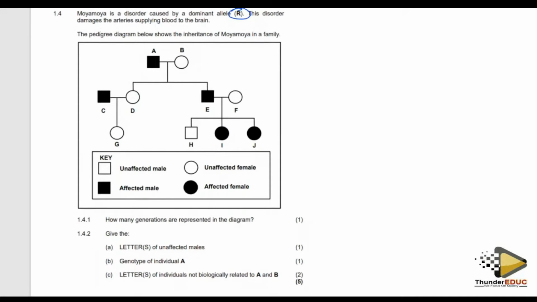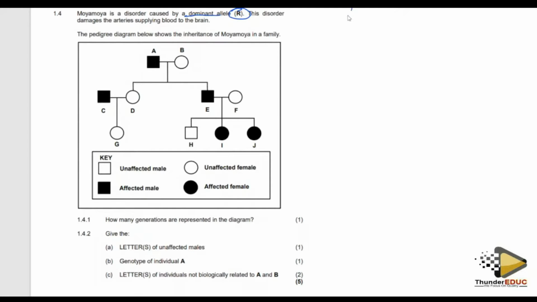This disorder damages the arteries supplying the blood to the brain. Okay. We don't want to know about supplying the blood, we don't want to know the condition. What is important is that it is caused by a dominant allele. This is a key point.